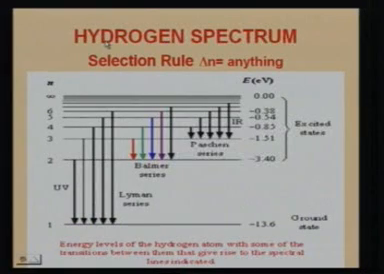Now, look at this. This is the hydrogen spectrum which we normally study, and this is as per the Bohr model. This is the case where quantum mechanical treatment has not been considered. This is the n is equal to 1 quantum number, ground state, n is equal to 2, n is equal to 3, up to n is equal to infinity. These are the various principal quantum numbers allowed, and n is equal to 1 is of course the ground state, and the rest are the excited states.